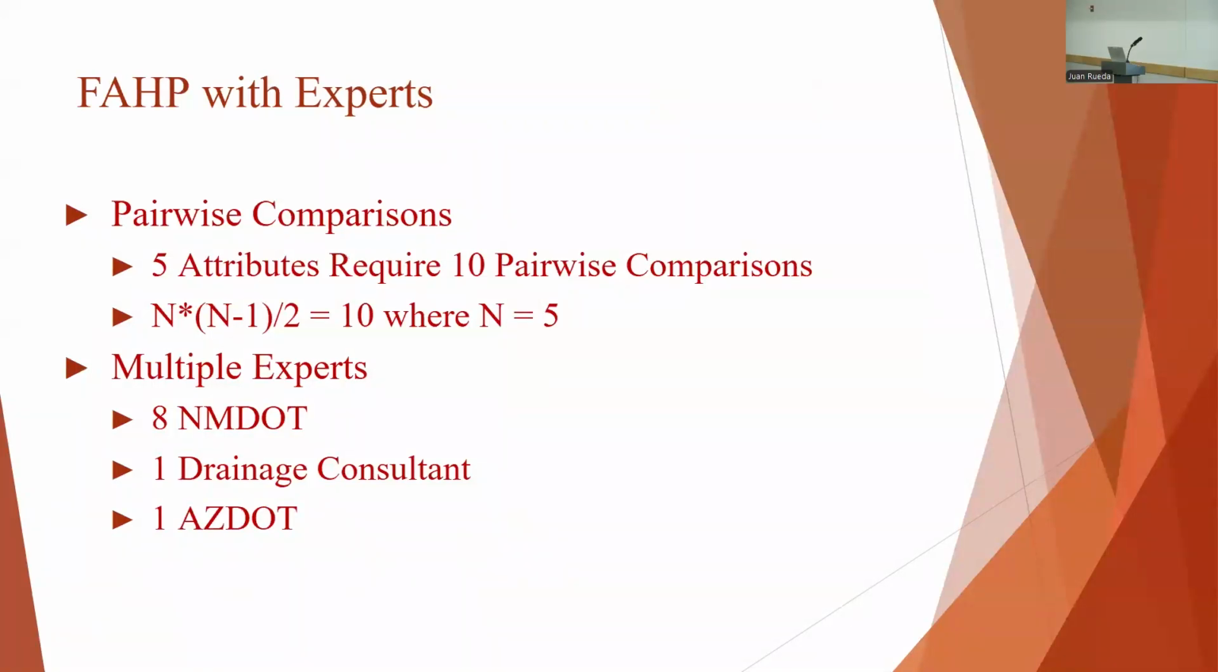So we wanted to use a fuzzy analytical hierarchy process, an algorithm. It's a multi-criteria decision-making tool, and we wanted to use some experts to do these pairwise comparisons. So we had 5 attributes, and that requires each expert to do 10 pairwise comparisons. We had our experts from DOT. One was a drainage consultant, and the other was from our neighbor, DOT.